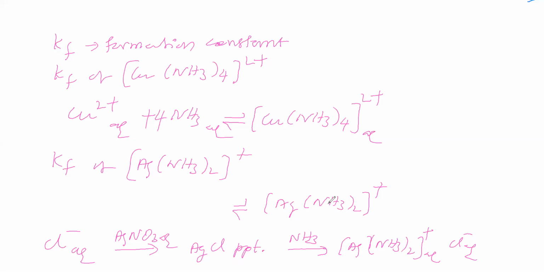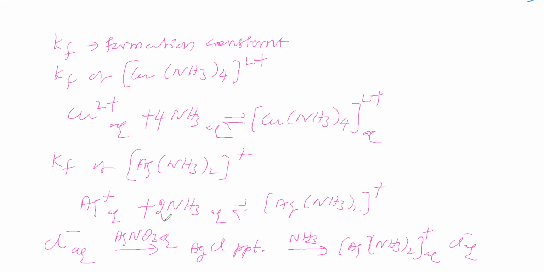Now, where is the complex formed from? This complex is formed from the Ag+ of AgCl, no? Therefore, here you have to write Ag+ aqueous. Then this complex is possible from the addition of ammonia. Therefore, you have to write NH3 aqueous. For balancing this, you write 2.